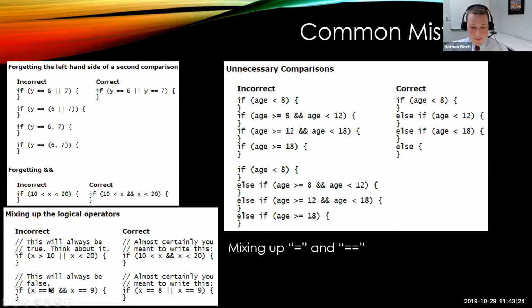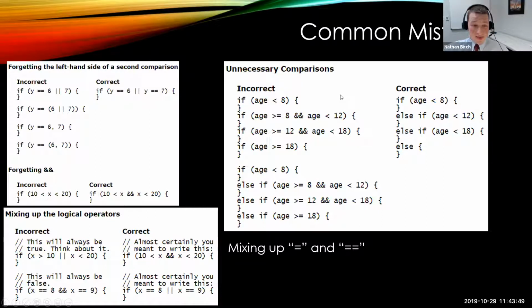Let's look at this one. This one will always be false: if x is equal to 8 and x is equal to 9. That's impossible. There's no point in having an if statement here because it's always going to be false. I might as well just write false inside of these parentheses and it'll give me the same thing. Most likely the user meant to write if x is equal to 8 or x is equal to 9.